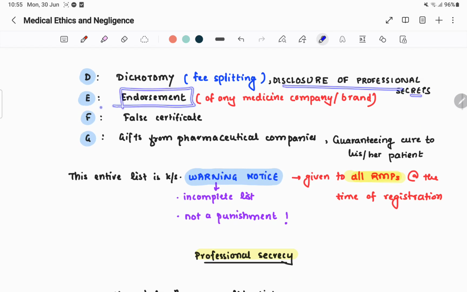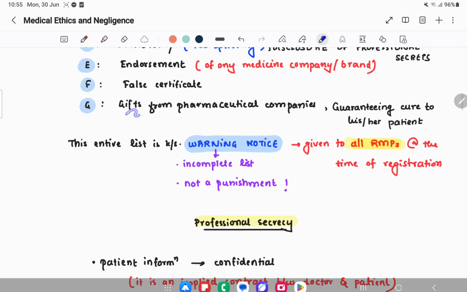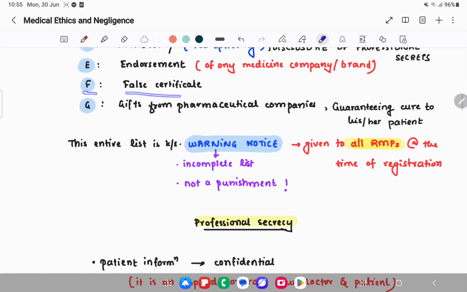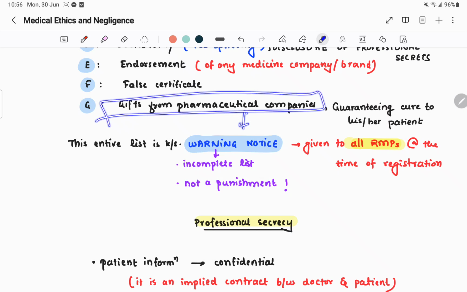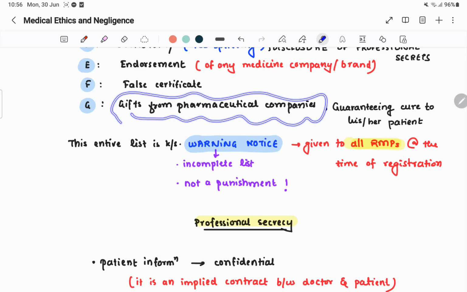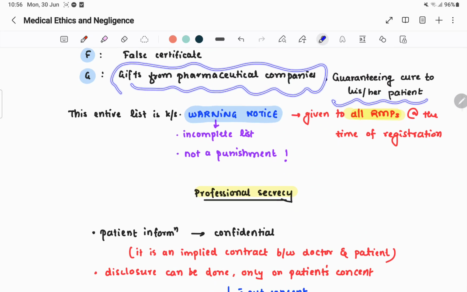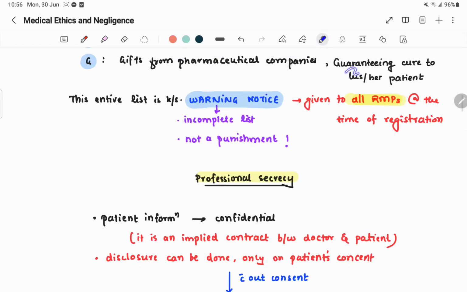E is endorsement of any medical company or brand. If he or she is endorsing a medical company or brand, then it is also professional misconduct. F is false certificates, false fitness certificates and all. G is gifts from pharmaceutical companies. This is prevalent and widely practiced, but it is a professional misconduct. Guaranteeing cure to his or her patient is also misconduct; he can't guarantee cure.